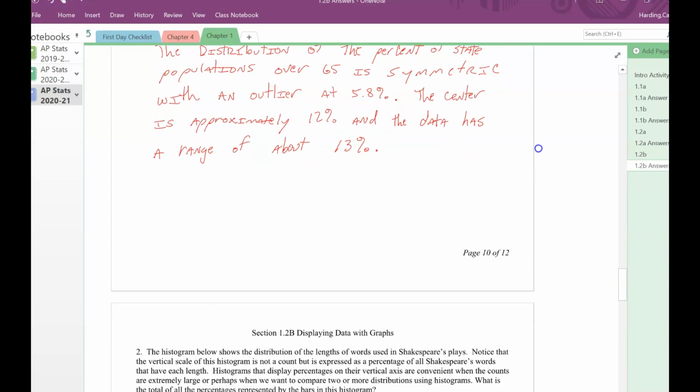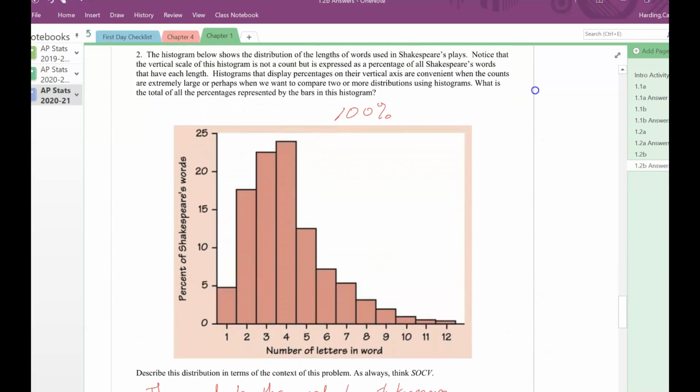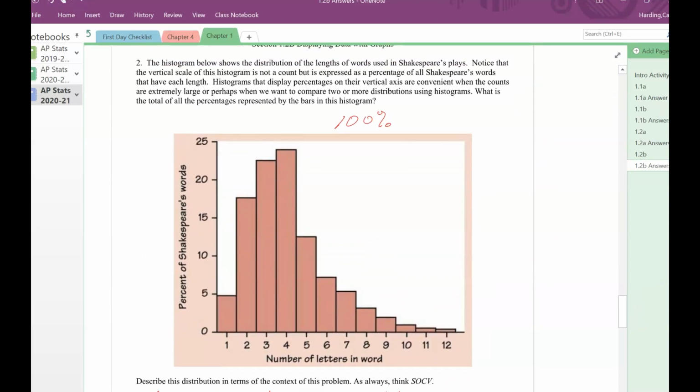All right, let's take a look at a new histogram. This histogram here is showing just slightly different information. It says the histogram below shows the distribution of the lengths of words used in Shakespeare's plays. Notice that the vertical scale of this histogram is not a count, but is expressed as a percentage of all Shakespeare's words that have that length. So this is another place where the labels are important. If you read this, percent of Shakespeare words. So that means just a little less than 5% of his words only have one letter. Maybe around 17-18% of his words have two letters.